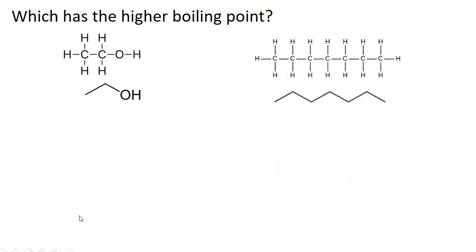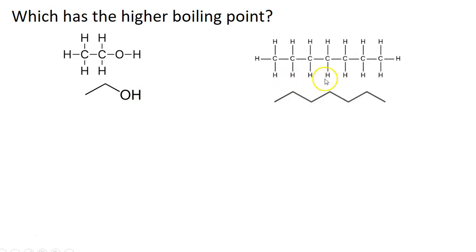Alright, so have a look at this, pause it, work it out. What do you reckon? Which has the higher boiling point? Okay, this is a bit of a trick. Hopefully you realised it might have been a bit of a trick. We're not comparing them. They're not the same molecular mass. So if they were the same, if it was ethane and ethanol, then clearly the ethanol would have the higher boiling point because it's got the hydroxyl group.